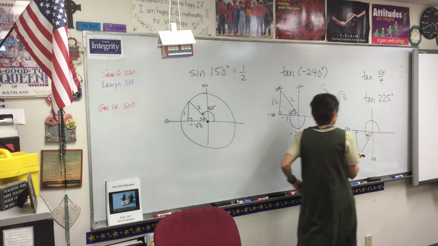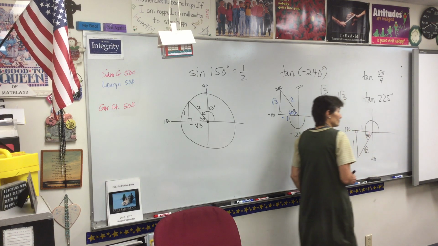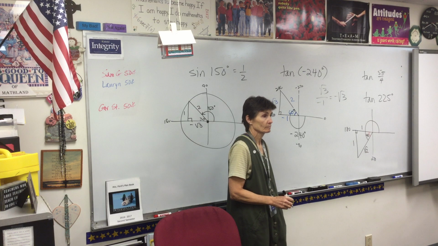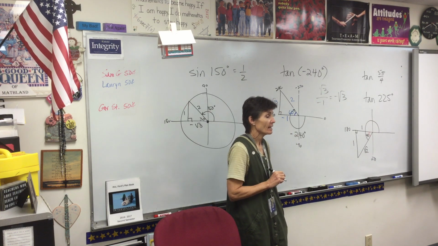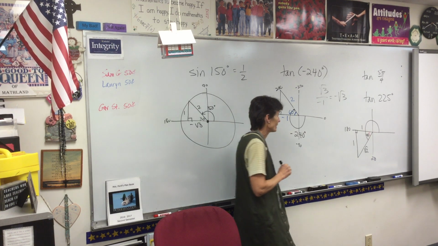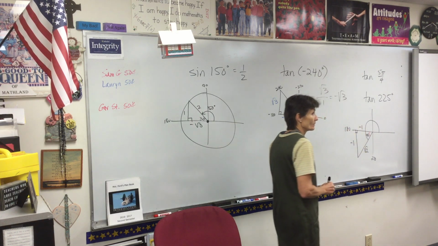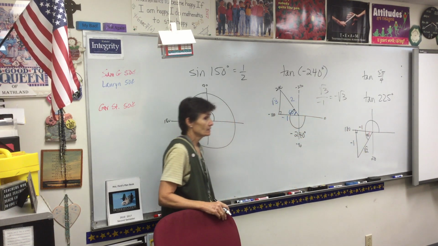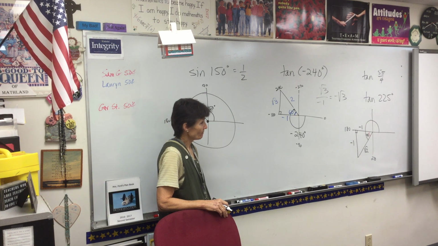So what are the sides? 1, 1, root 2. But what did I caution you about? You've got to pay attention to the negatives. Unless you're in quadrant 1, something will be negative. What's negative in this picture? Both the ones, aren't they? Aren't they both negative? In quadrant 3, x and y are both negative.